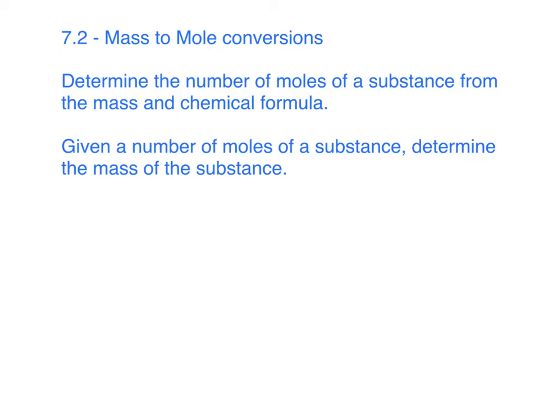Okay, chemistry students, so here we go with lesson 7.2. We're going to look at converting masses of substances to moles and moles back to masses. So the objectives are for you to determine the number of moles of a substance from its mass and chemical formula, or given the number of moles of a substance, determine the mass of the substance. Again, you would need to know its chemical formula. So we're going to put together the mole idea with the molar mass and learn to go back and forth. Let's get started.